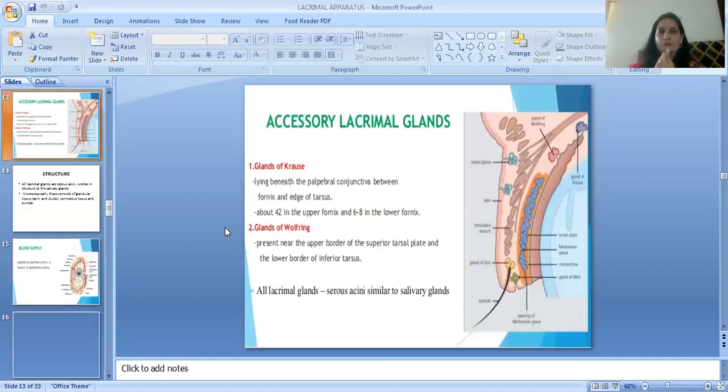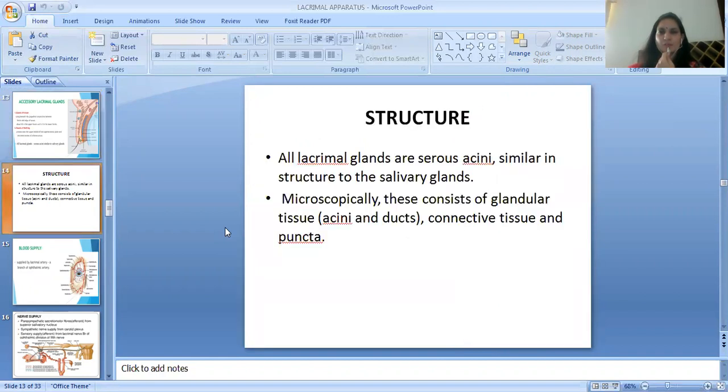The accessory lacrimal glands, the glands of Krause, lie beneath the palpebral conjunctiva between the fornix and the edge of the tarsus, about 42 in the upper fornix and 6 to 8 in the lower fornix. Then the glands of Wolfring are present near the upper border of the superior tarsal plate and the lower border of the inferior tarsus. Structure: all lacrimal glands are serous acini, similar in structure to the salivary glands.